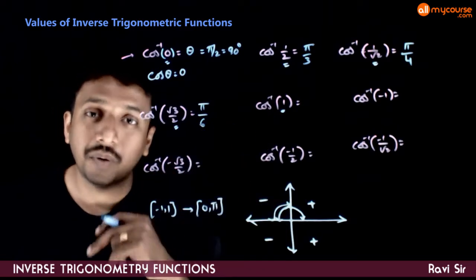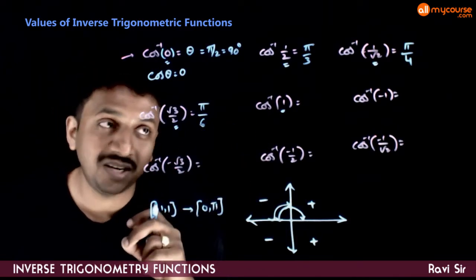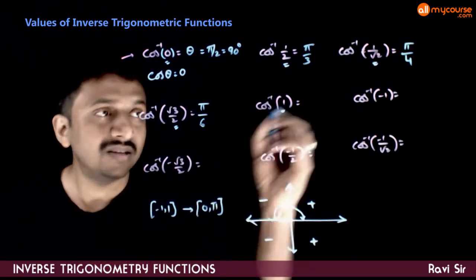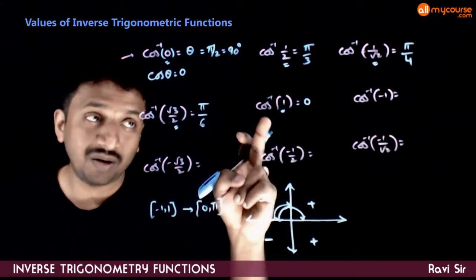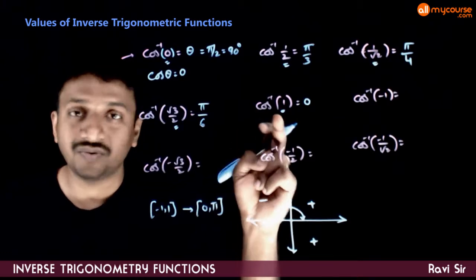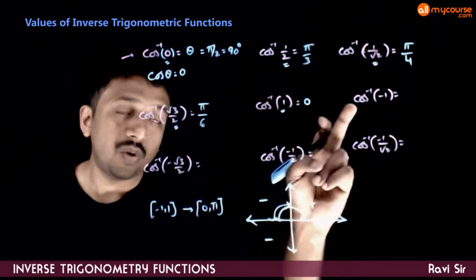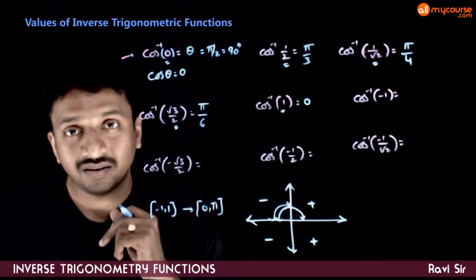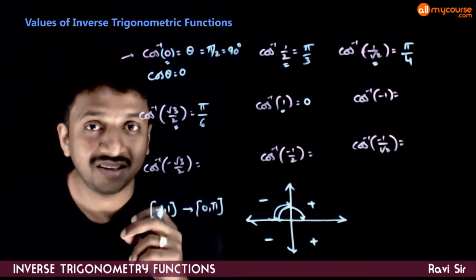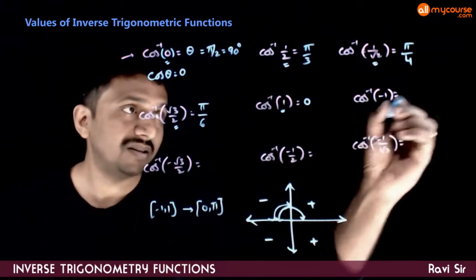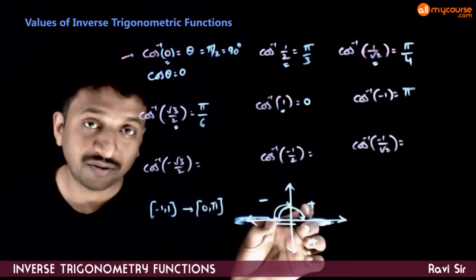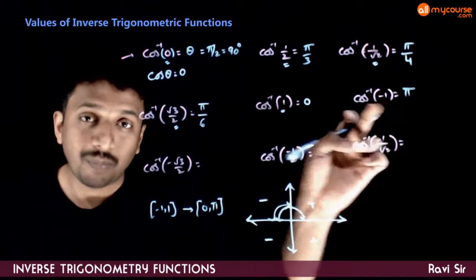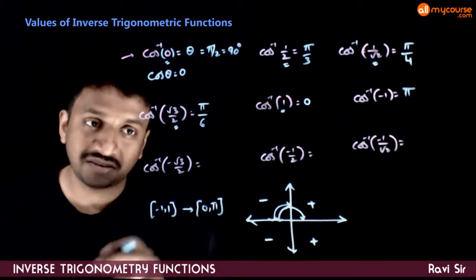Cos inverse of 1. For what value of theta cos is 1? 0. Be clear about this. Cos 0 is 1, so cos inverse of 1 is 0. What is cos inverse of minus 1? So for what value of theta is the value of cos minus 1? So the answer is pi, right? So we have to go to the second quadrant. Minus 1. So we have pi as the answer.